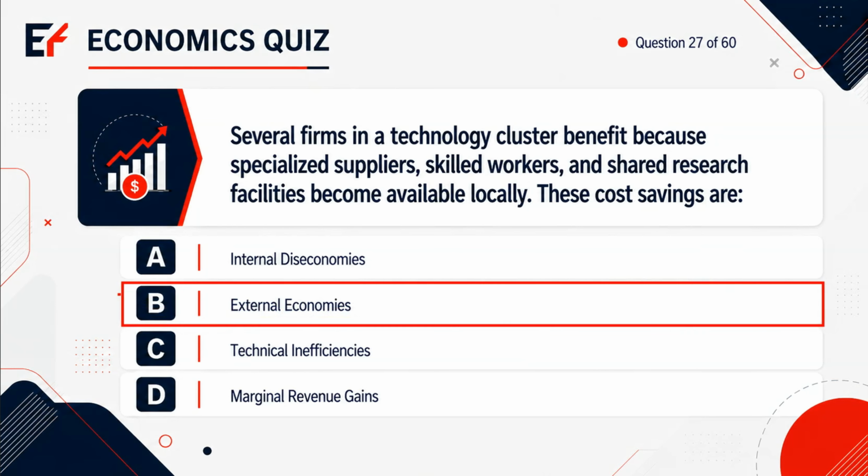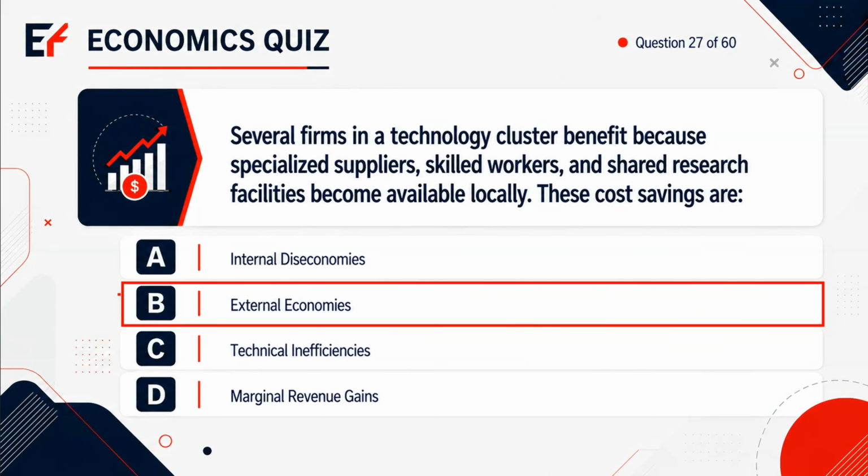External economies arise when the growth of an industry or geographic area creates cost-saving benefits for firms operating within that location. In this case, the technology cluster provides access to specialized suppliers, skilled workers, and shared research facilities. These advantages are created by the wider local environment rather than by one firm acting alone.